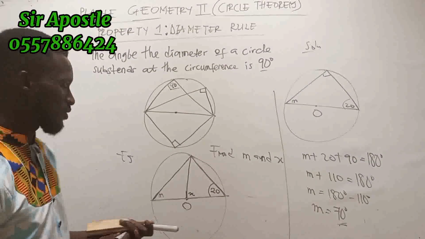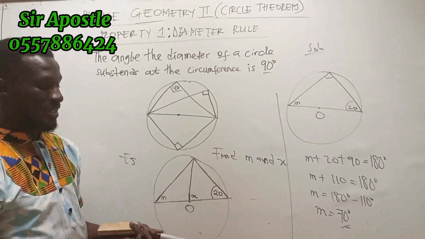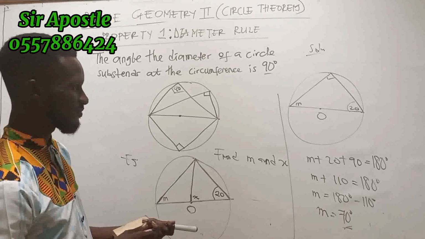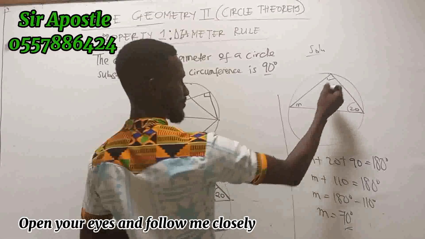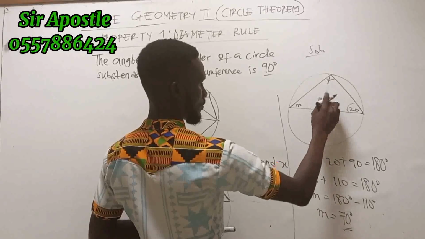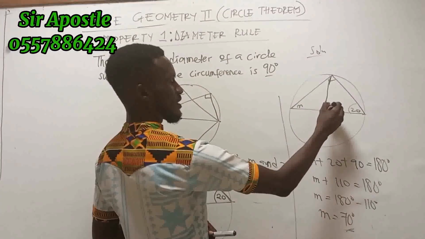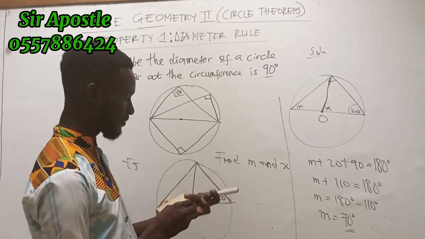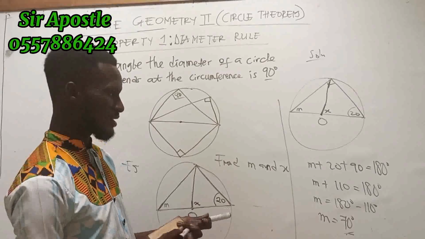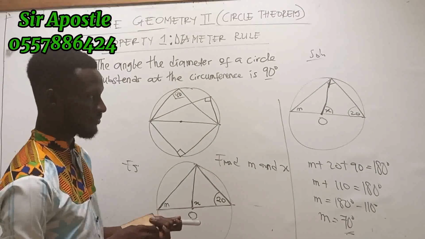M is 70 degrees. We've gotten the value for M. Very simple as ABC. Now, they would just want to confuse you. They brought a line here just to confuse you. And the angle here is X. Now, how are we going to get the X?